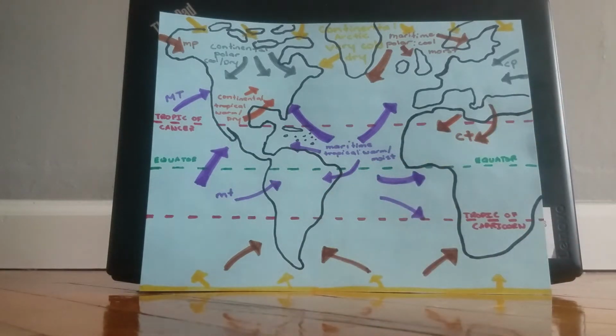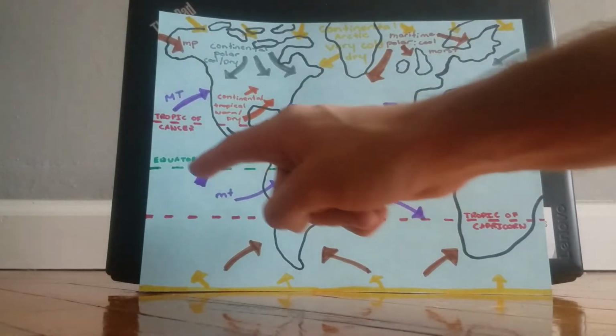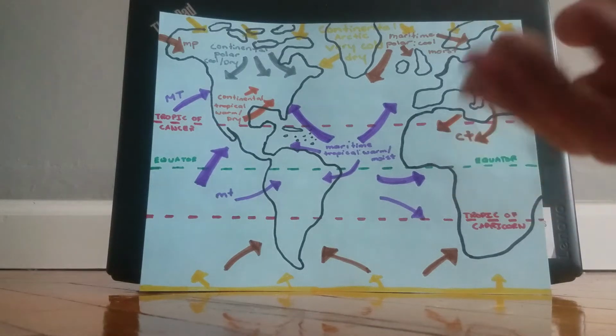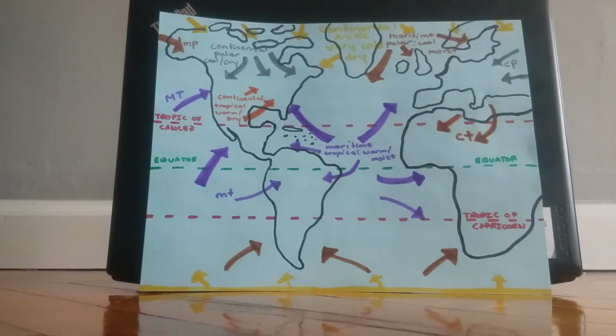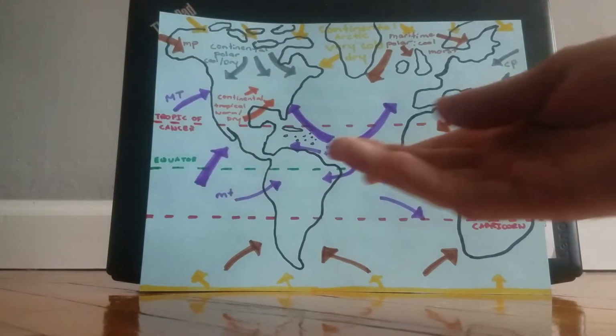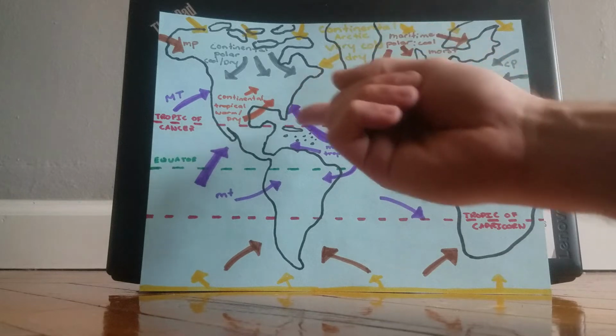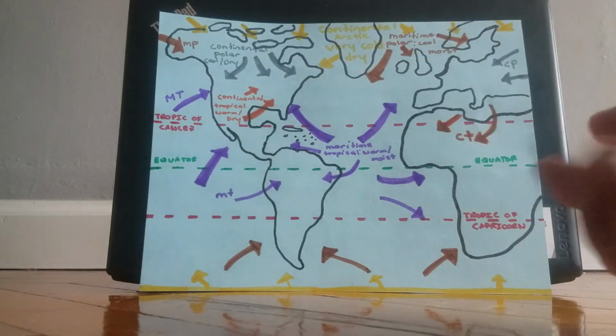Okay, next we have maritime tropical. Tropical air masses are coming from the tropics, so they're very warm, but these ones are maritime, so they hold a lot of moisture. So maritime tropical air masses, they affect us tremendously, especially in New York City, coming from the Caribbean.